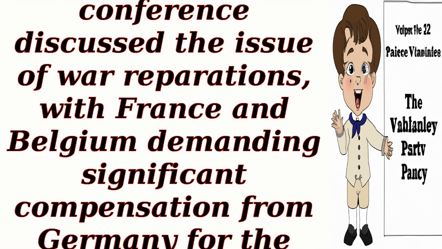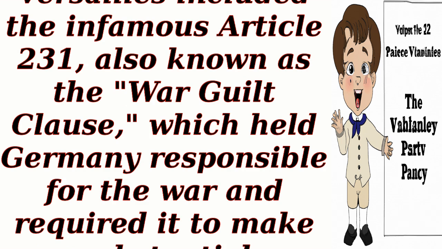Reparations and war guilt. The conference discussed the issue of war reparations, with France and Belgium demanding significant compensation from Germany for the damages caused during the war. The Treaty of Versailles included the infamous Article 231, also known as the War Guilt Clause, which held Germany responsible for the war and required it to make substantial reparations.